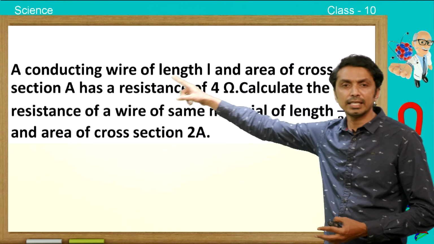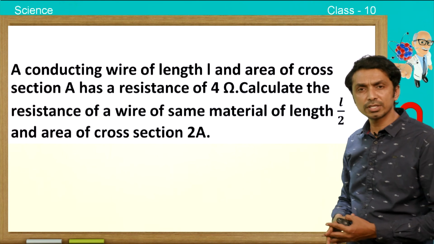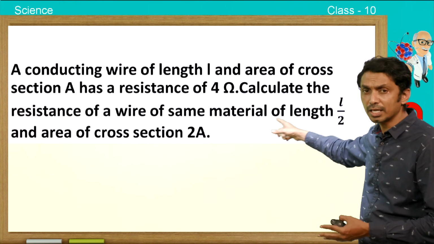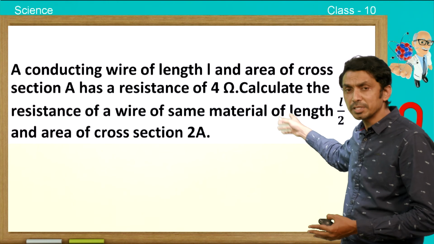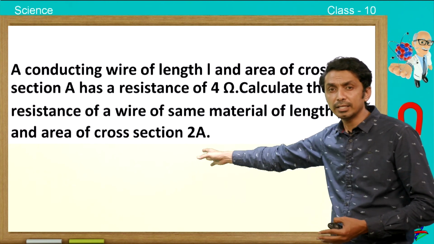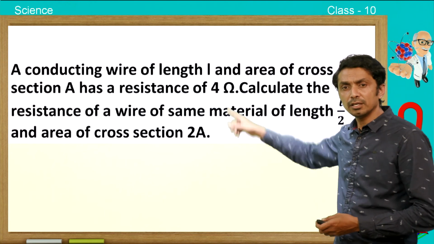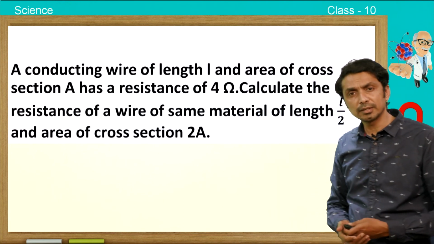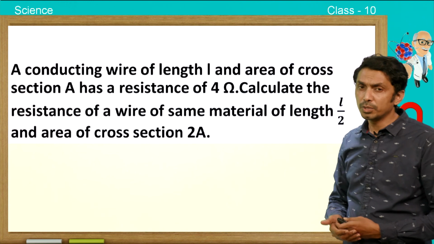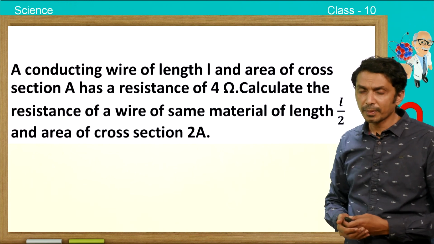So L and A were the length and area of cross section of the wire. Now they have changed the length to L by 2, that means they have half the wire length and they have double the cross section area. Now can we see what will happen to the resistance? Yes, which is the formula that we will use? Come, let us see.